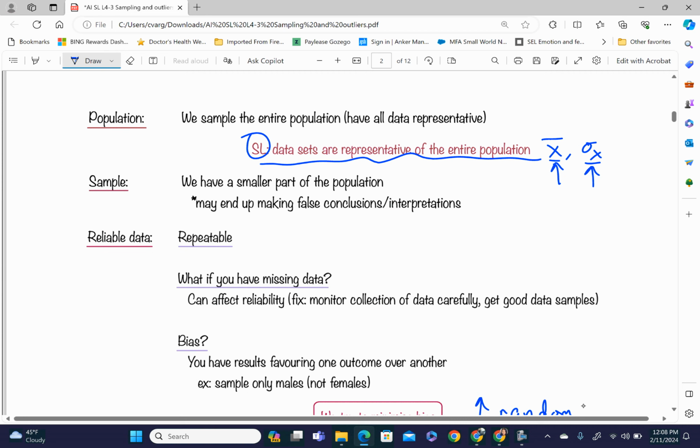All right. A sample is like if I have all the people in Roosevelt campus, a sample might be Kappa, right? A sample is a smaller part of the population. And you can end up making false conclusions or interpretations of the whole data based off of just doing a sample. So we're going to talk a little bit about the different ways that you can do sampling.